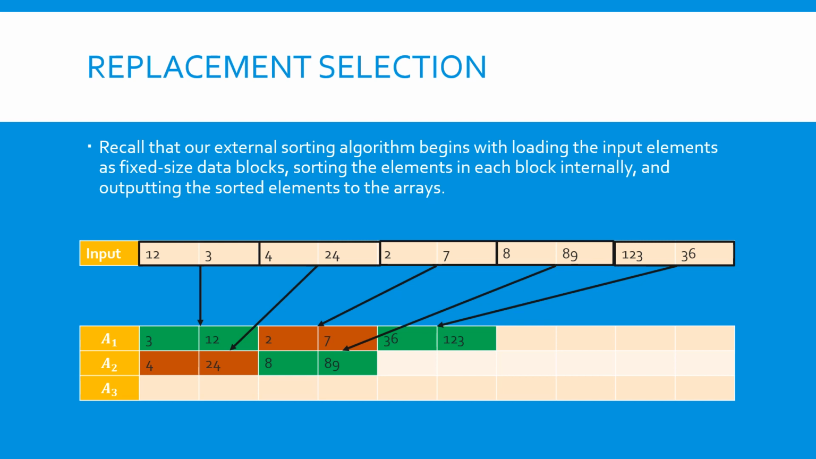Recall that the external sorting algorithm begins with loading fixed-size data blocks into the memory and sorting them internally. Our previous example assumes that internal memory can hold at most two elements at a time. In this case, the input data is written to the external arrays as size 2 data blocks.